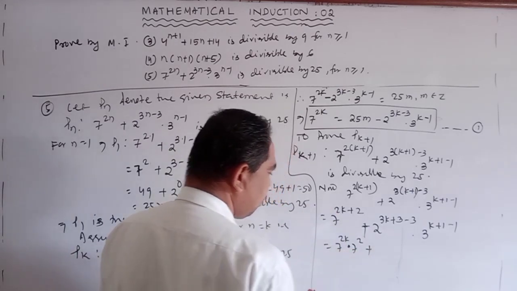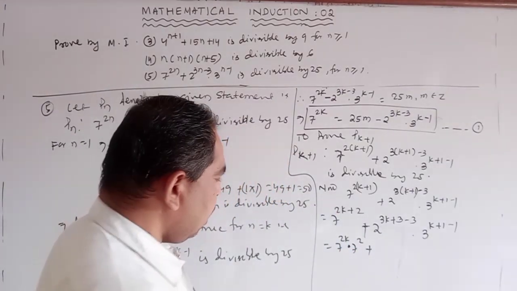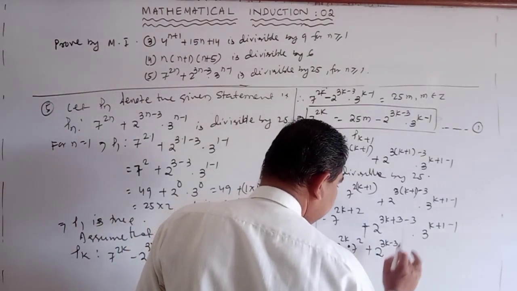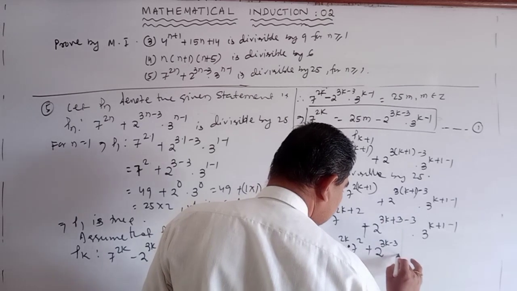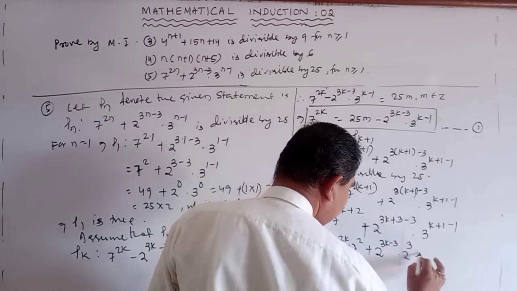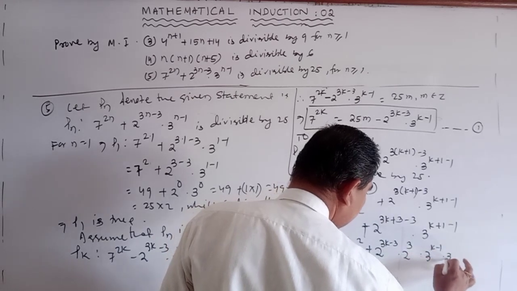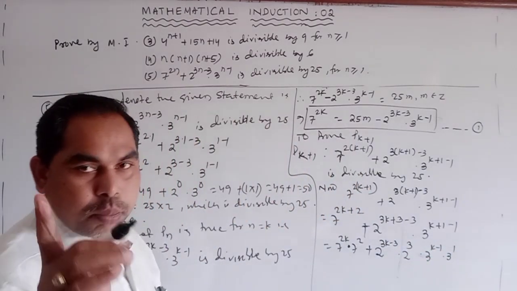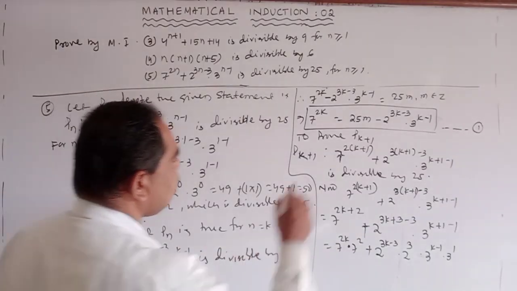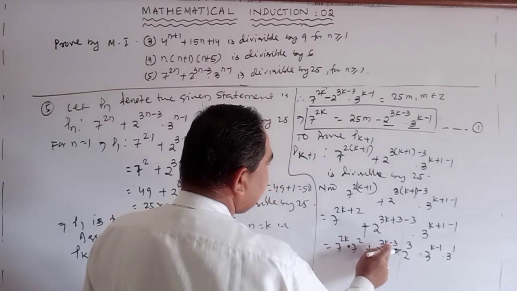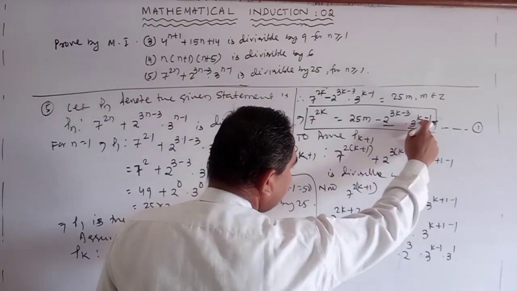7 square plus, this is 2 to the power 3k minus 3 into 2 to the power 3 into 3 to the power k minus 1 into 3 to the power 1. Look, we have to try to get the same form, the same form as 2 to the power 3k minus 3 into 3 to the power k minus 1.